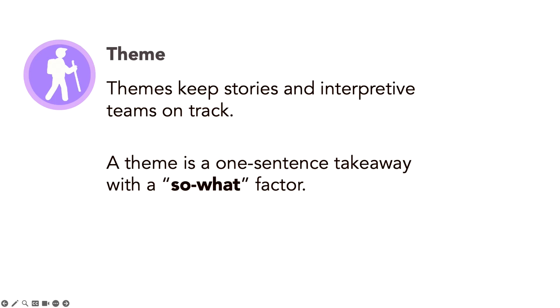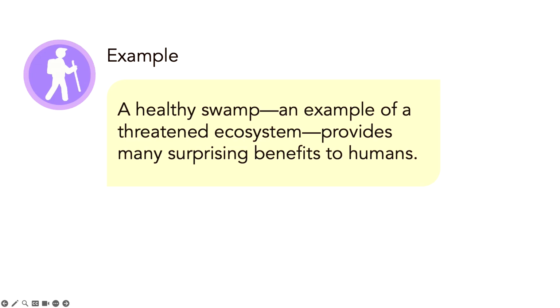Themes are also a good tool to think about your interpretive media. So there may be a specific color that really helps relay the theme that you're trying to get across. Or maybe the theme is best relayed with a specific photo or illustration. So a good, well-crafted theme is one complete statement. It's clear and concise, and it has 3 parts. It has a subject, an action, and a so what factor. So here's an example I want to share with you. A healthy swamp, an example of a threatened ecosystem, provides many surprising benefits to humans.